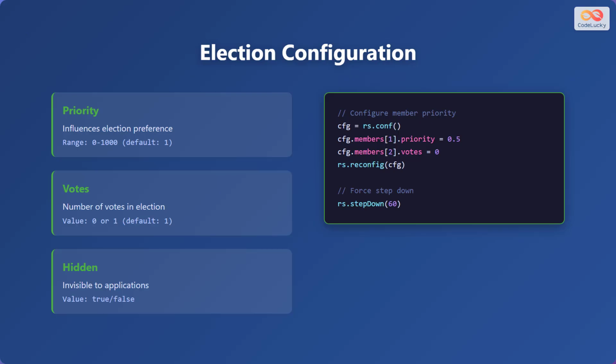To configure a member's priority, you first retrieve the current configuration using rs.conf, then modify the priority field for the desired member. Similarly, you can adjust the votes field. Finally, apply the changes using rs.reconfig(cfg). The rs.stepDown(60) command forces the current primary to step down, triggering an election.